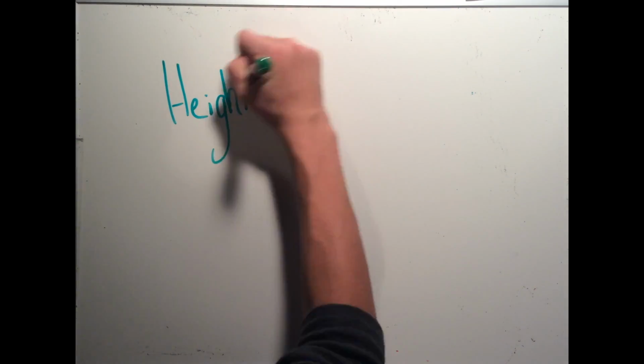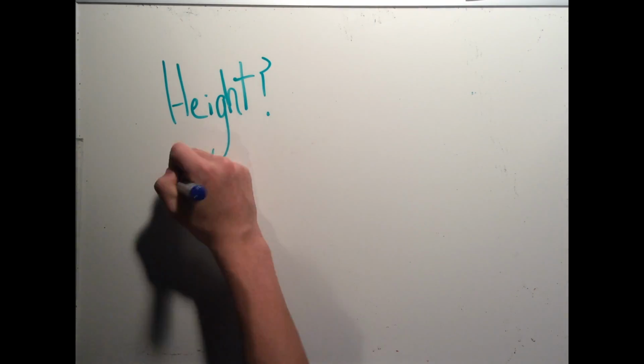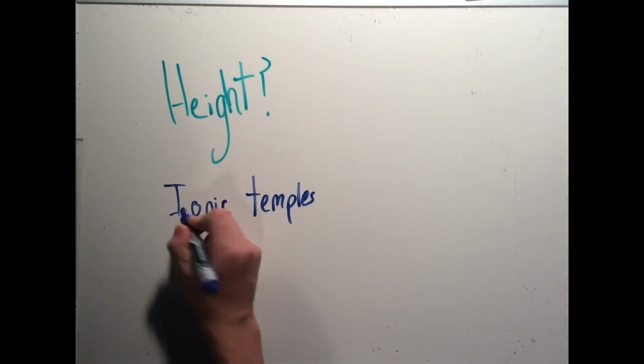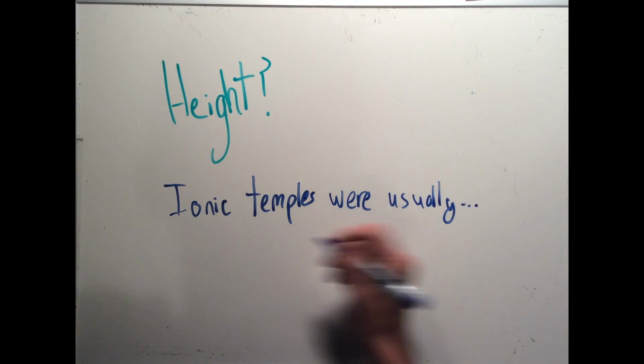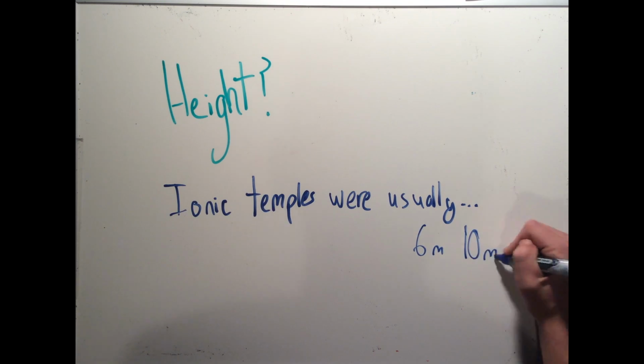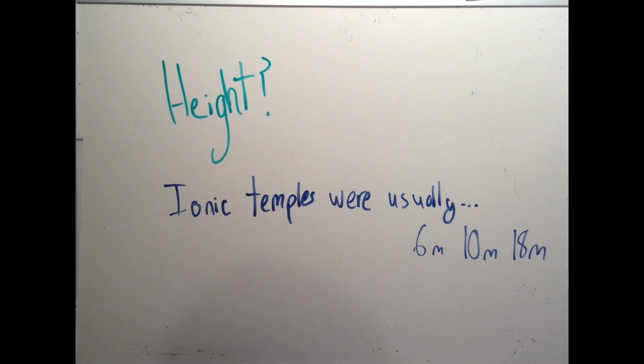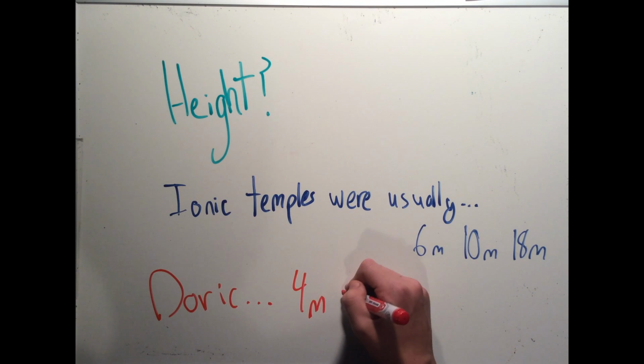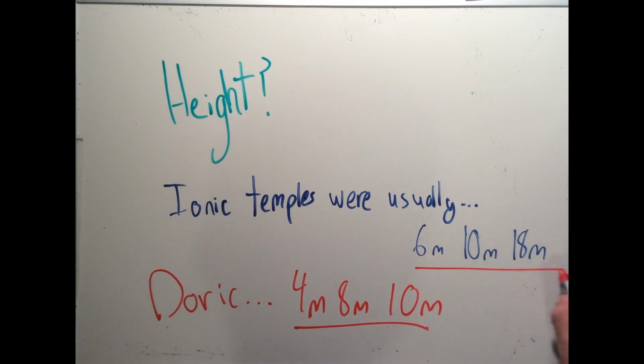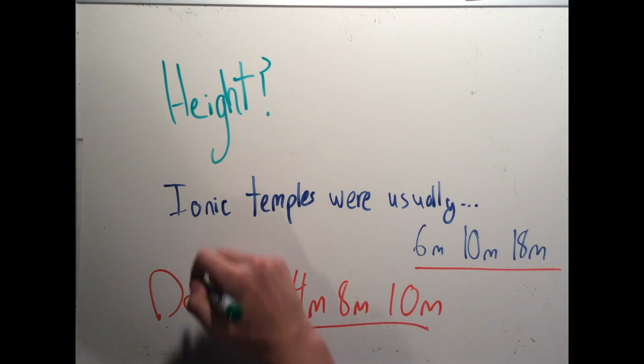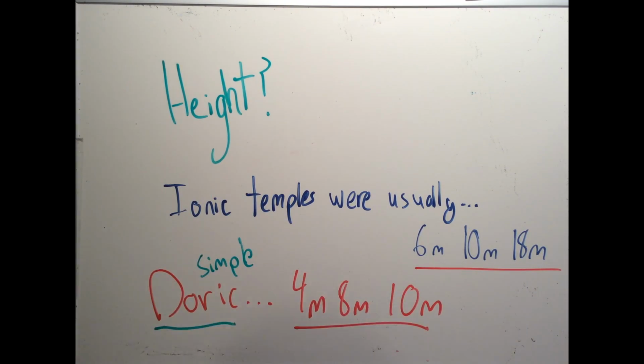What about the height of these temples? Well, Ionic temples were usually 6 meters, 10 meters, or 18 meters. Doric temples, on the other hand, were usually 4 meters, 8 meters, or 10 meters. You'll notice that Doric temples are shorter and simpler. This is because Doric was the first classical order and therefore less advanced.